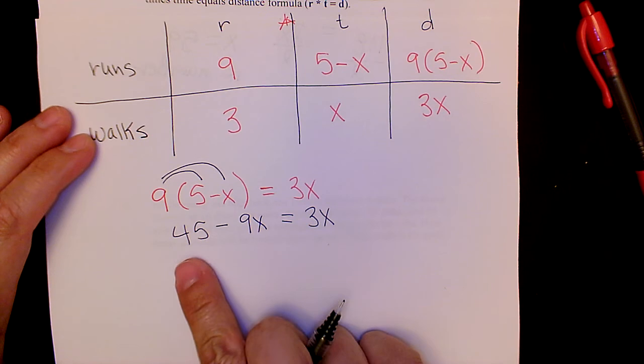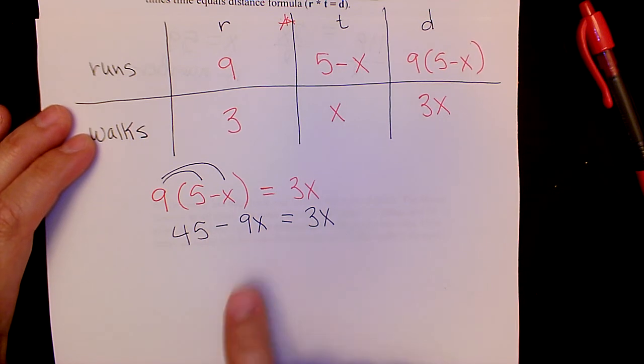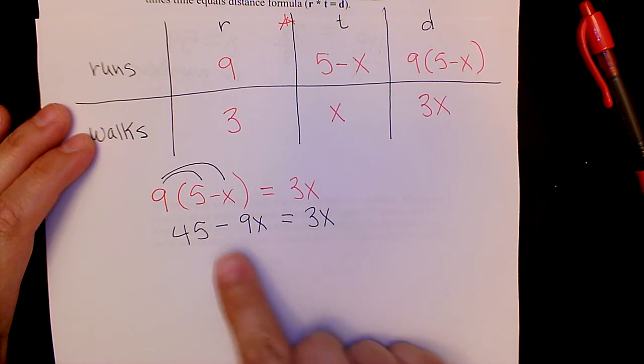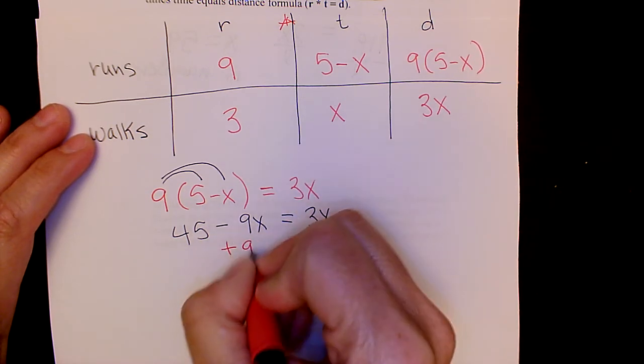Okay, now I have my numbers all on one side, but I don't have my x's on one side. So how do I get rid of this? Or what is the opposite of subtracting 9x? I'm going to add 9x.